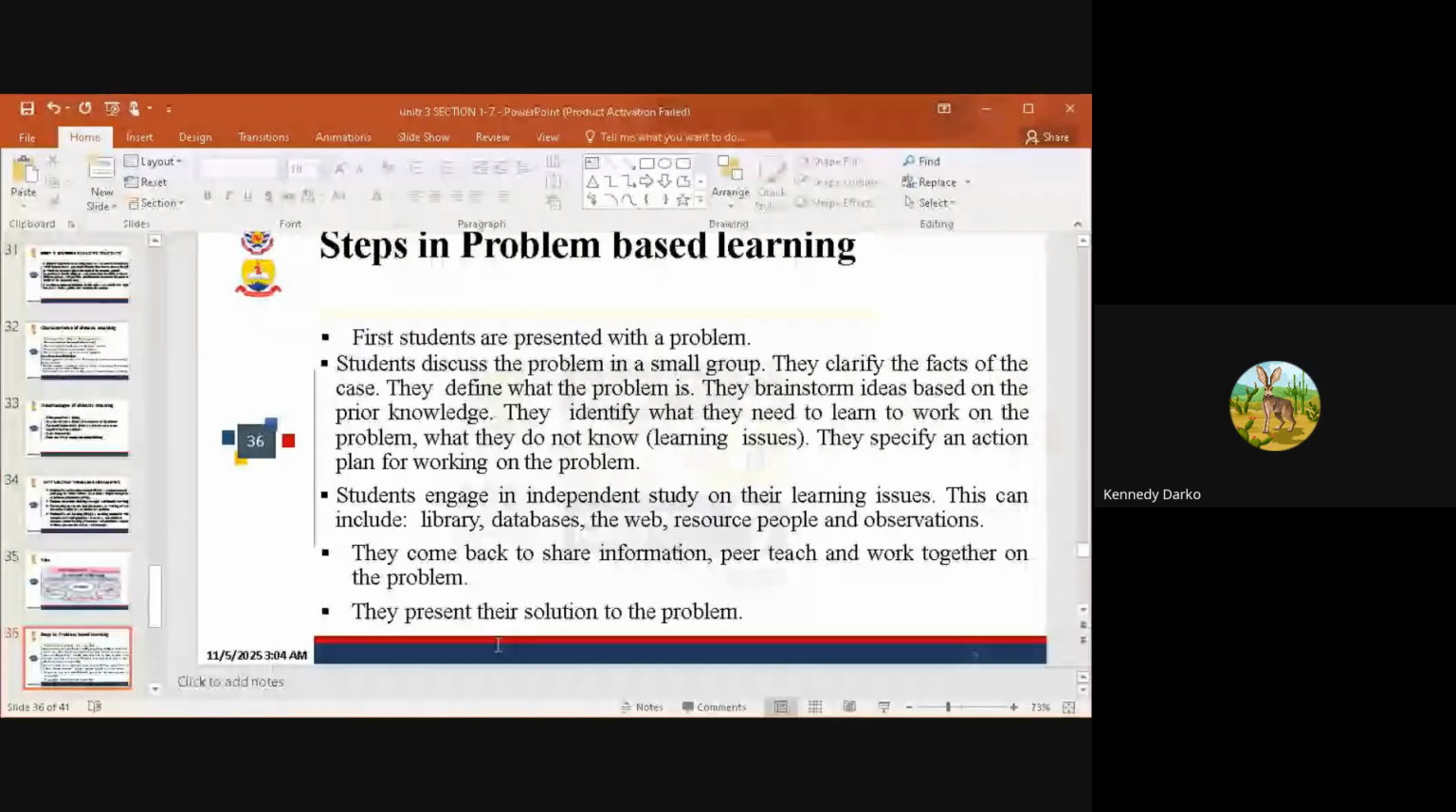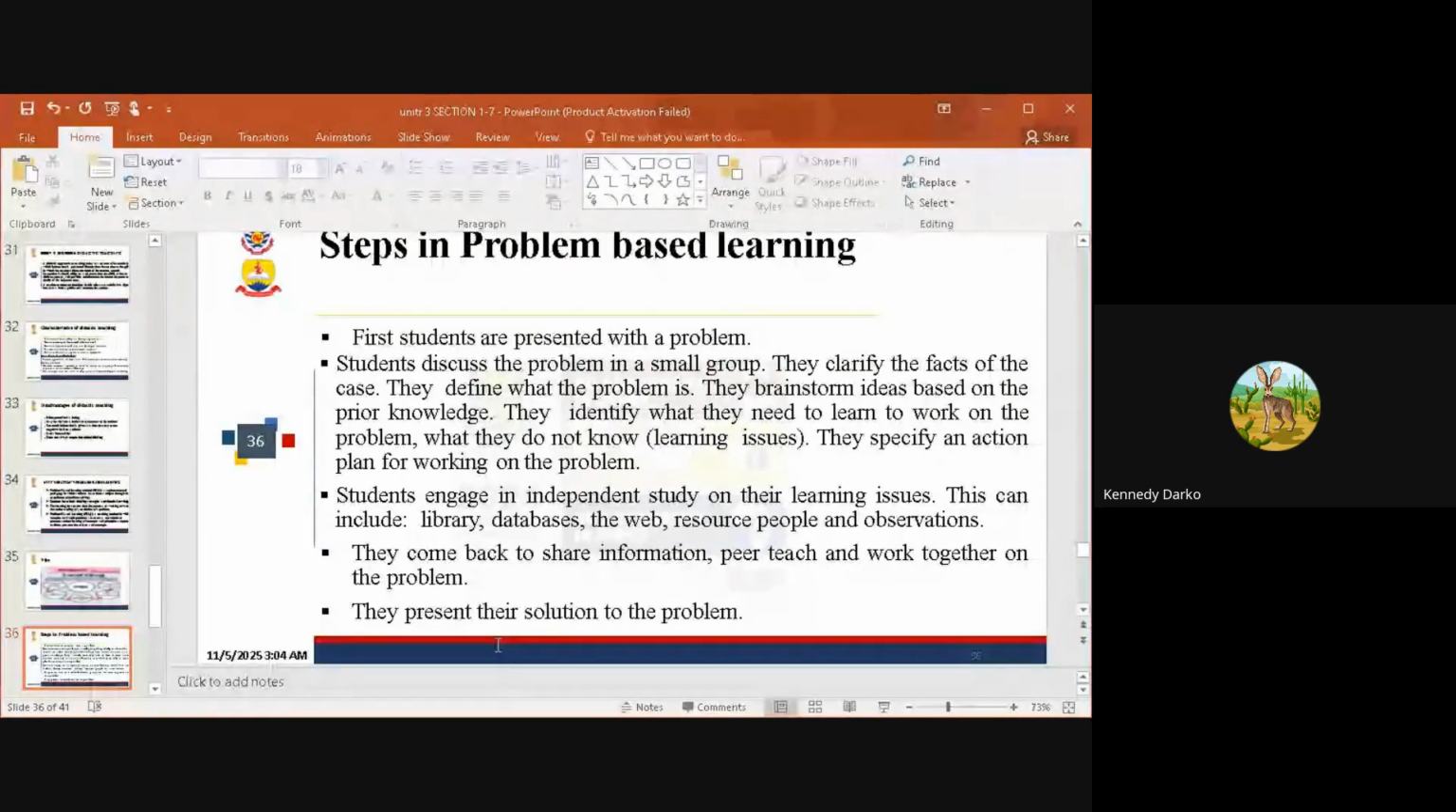For instance, when you go to the chief of a place, he can give us a history about the town. So all those people are sources of information. They come back to share information, peer teach and work together on the problem. Whatever information they get, they come back and share, teaching it among themselves. Then together, they will try to solve whatever problem has been given.